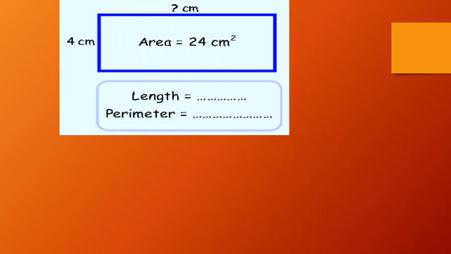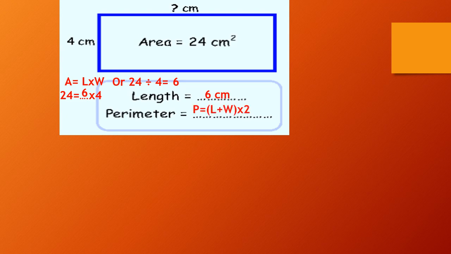A rectangle has an area of 24 centimeters squared and a width of 4 centimeters. We want to know what is the length. So we know the area is length by width. What by 4 equals 24? Length by width equals 24, or 24 divided by 4 equals what? Equals 6, and 4 by 6 equals 24. So the length is 6 centimeters.